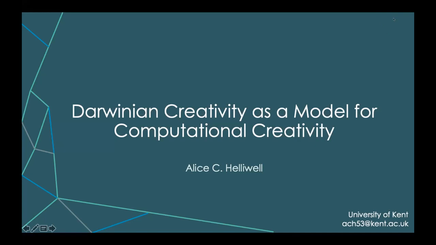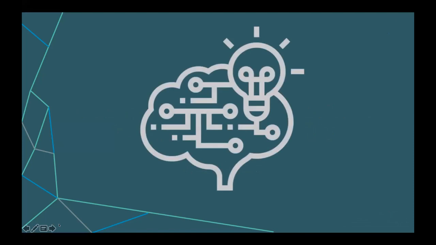Okay, so thank you again for having me today. I'm going to be talking about Darwinian creativity as a model for computational creativity. So a little bit of background about me. I'm actually a PhD candidate in history and philosophy of art at the University of Kent. My doctoral research is about machine creativity and art made by artificial intelligence, but from a philosophical, art historical perspective.